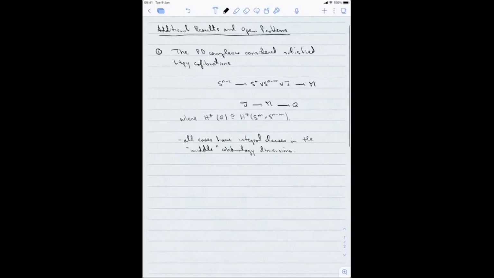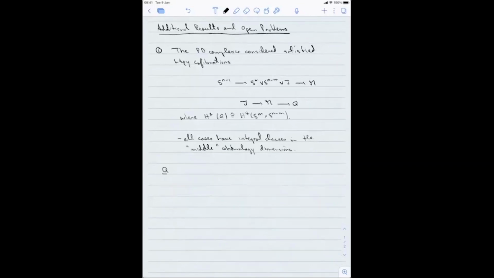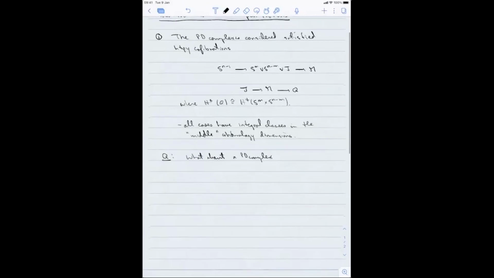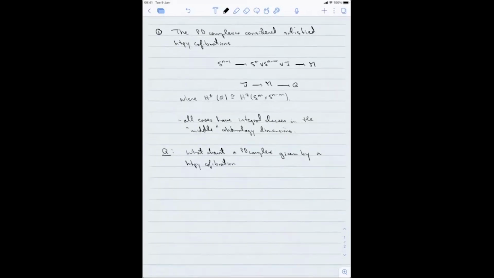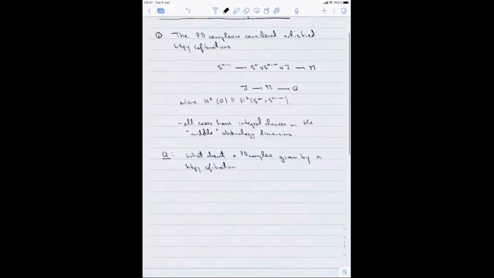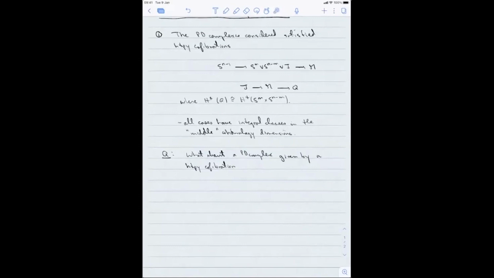Right. So what if you had a Poincaré duality complex given by a homotopy cofibration? What about a Poincaré duality complex where all the homology in the middle degrees is torsion? There's no integral summands at all. So all of this that we've been talking about repeatedly is void.